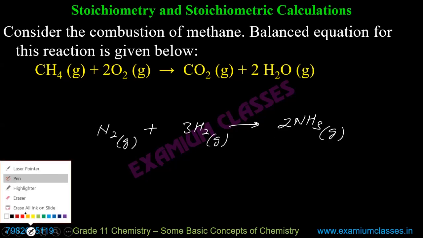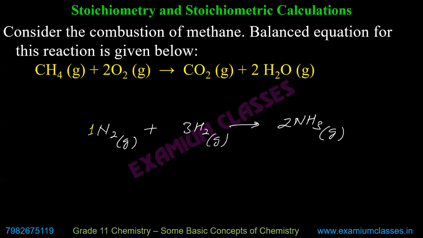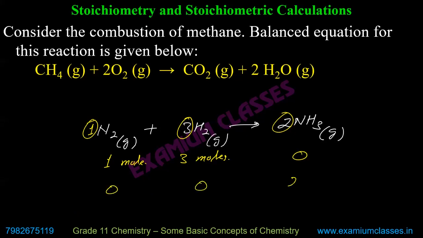In this reaction, it says when 1 mole of nitrogen is reacted with 3 moles of hydrogen and they are consumed completely, then 2 moles of ammonia will be produced. Before the reaction starts, after the reaction is completed. Is that clear now? Yes, sir. You just need to see coefficients as moles used and moles produced.